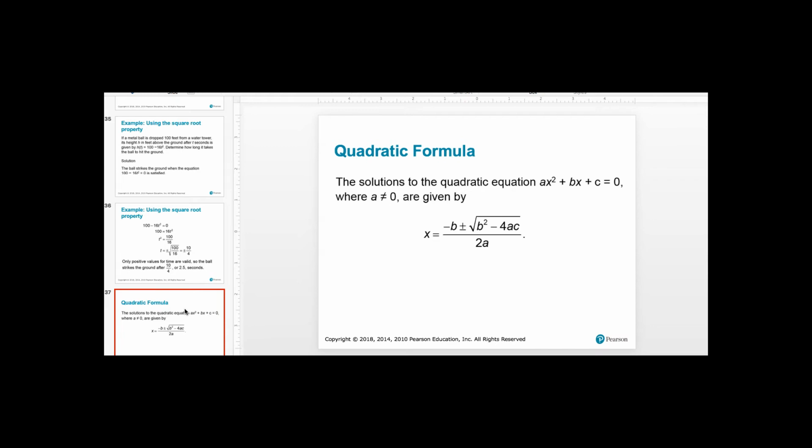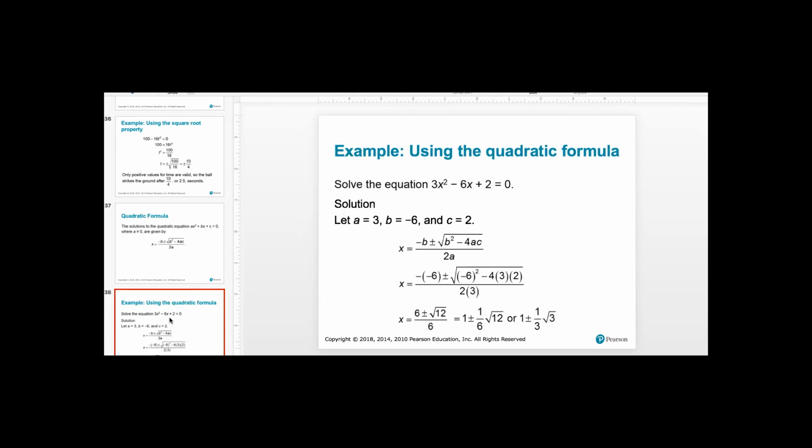So the factoring way of solving quadratics doesn't always work. It only works when the quadratic can be factored. And the square root property only works when the quadratic doesn't have that bx term. It doesn't have this linear term, meaning just x to the first, or in the previous example, t to the first. All right, so here's an example of taking a quadratic and plugging it in.